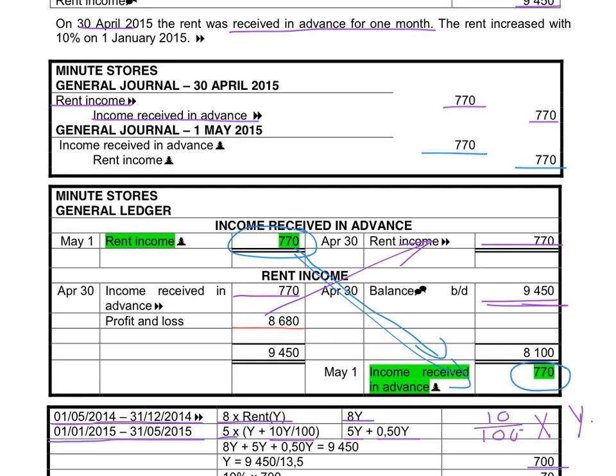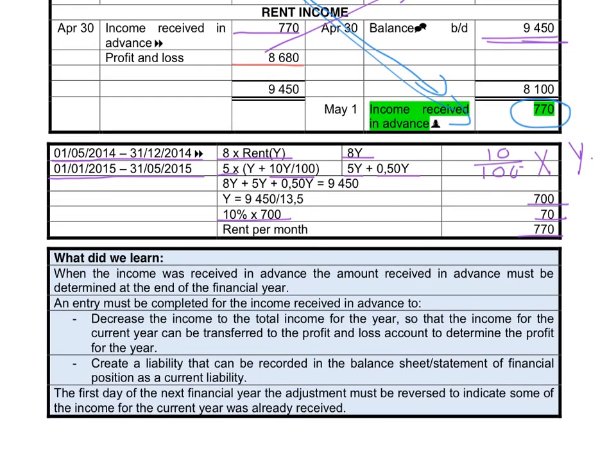So what did we learn today? That when income was received in advance, the amount received in advance must be determined at the end of the year. So you will have to go and calculate what is the amount received in advance. Then an entry must be completed to decrease the income so that only the income that is due for the current year must be shown in the profit and loss account. We will create a liability for the amount that was received in advance for the next year so that it can be recorded in the balance sheet as a current liability.